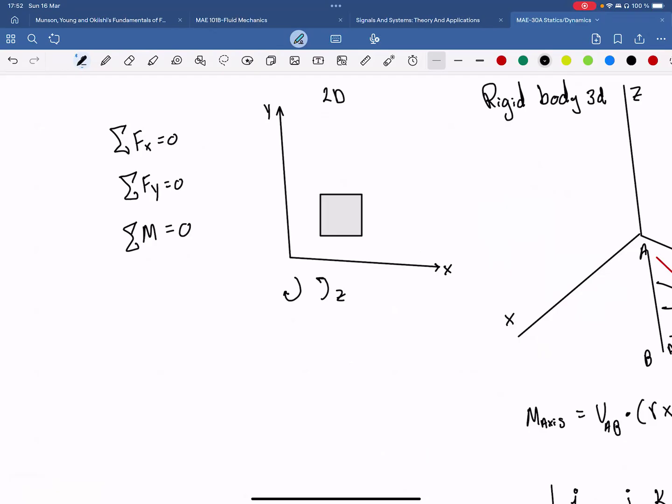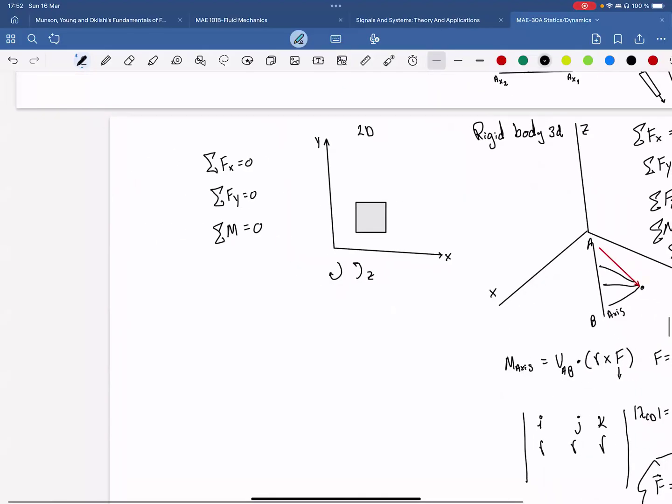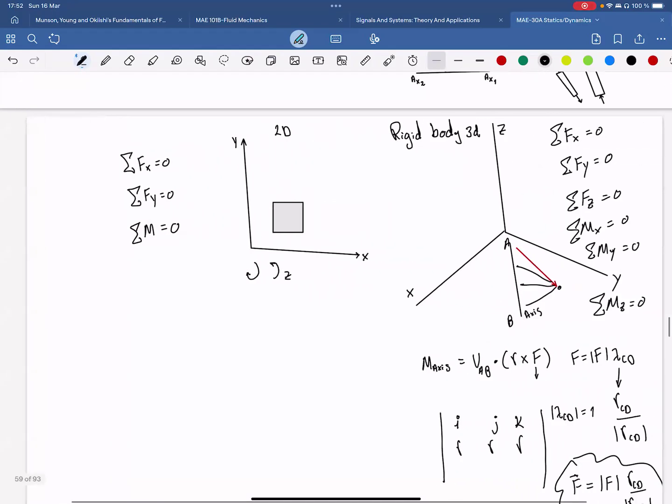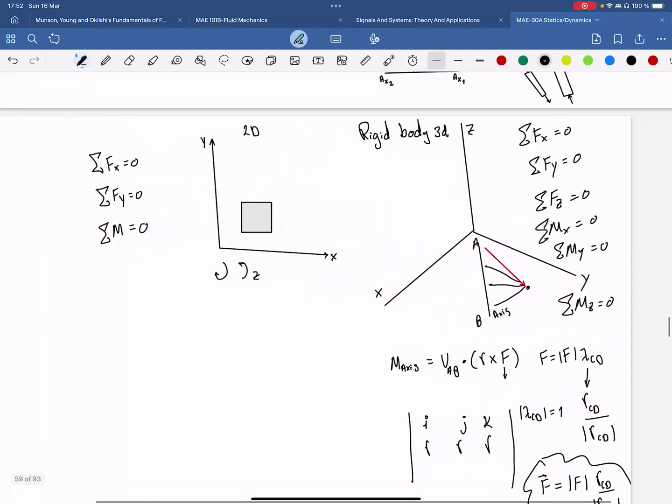Particles don't have moments. Why? Because they cannot rotate along an axis on themselves, right? I just proved that before. But then for 2D and 3D, we have rigid bodies. And in 2D, a rigid body can rotate only along the perpendicular axis to the plane. And in 3D rigid bodies, you can have as many as 3 moments.